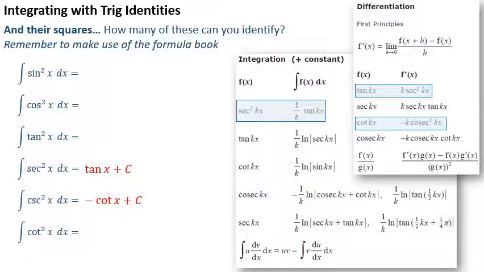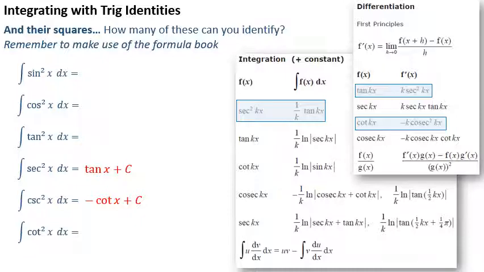For cot squared x, that one doesn't seem to appear in either of the two tables. And tan squared is the same. We've got a bit of a problem with those two. But it's only a little bit of a problem, because if you recall, there is a direct connection between the squares of every trig function and another one. So sine squared and cos squared go together.